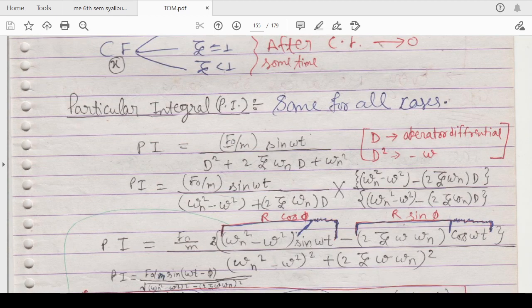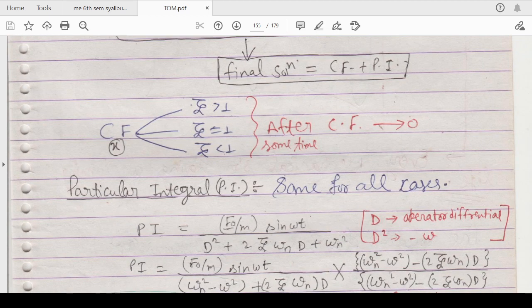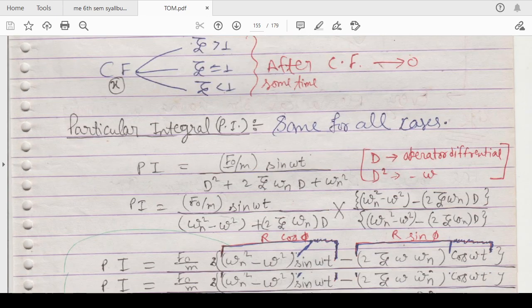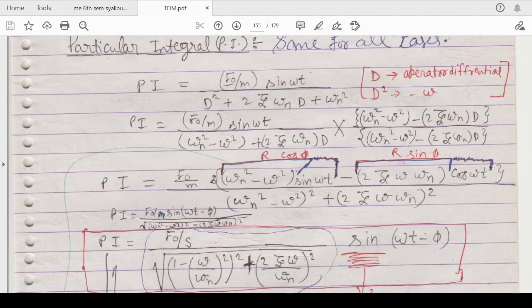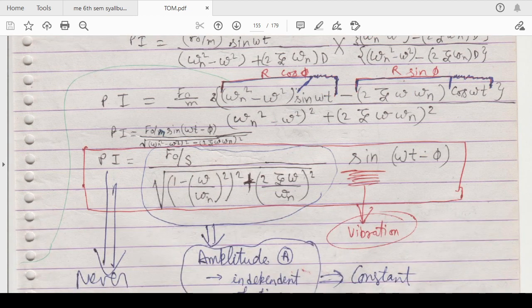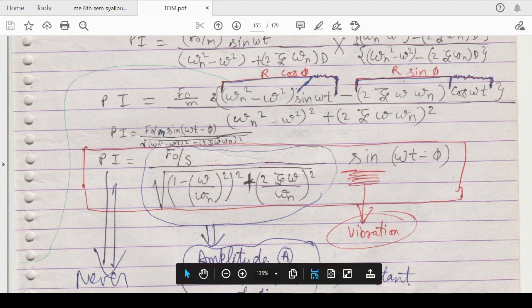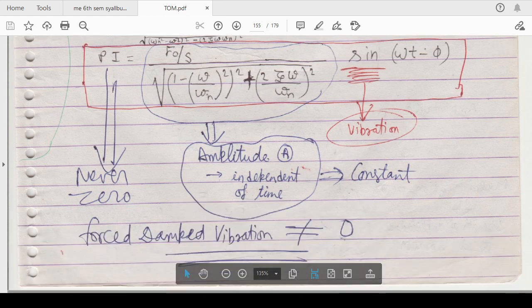So the PI you can calculate like this: F0 by m sin omega t divided by D square plus 2 zeta omega n D plus omega n square. If you rearrange this formula, you will get the PI as F0 by s divided by the square root of (1 minus (omega by omega n) square) whole square plus (2 zeta omega by omega n) whole square, into sin (omega t minus phi). Do practice how it comes like this. Apply the mathematical principle of solving the differential equation, and this PI will never be 0.